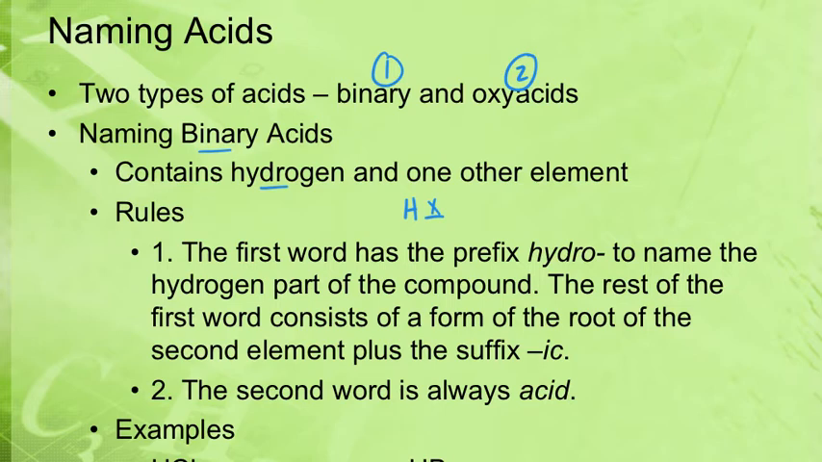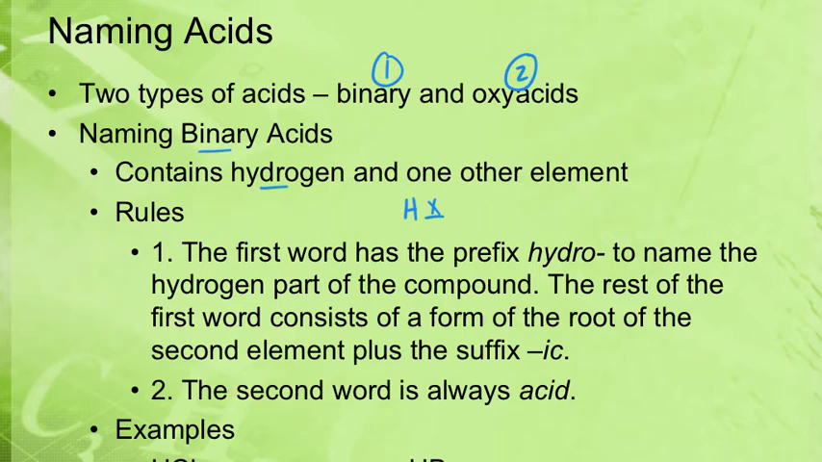Okay, so here's one to identify, right? H and then some element. So we start by naming the H part of this hydro. And then we're going to take the root of the second word. So this is chlorine. So we're going to take chlor, and we're going to change the suffix to ic. So this is hydrochloric, and the second word is always acid. Okay, so you might have known HCl was hydrochloric acid, but that's the formula that it follows.